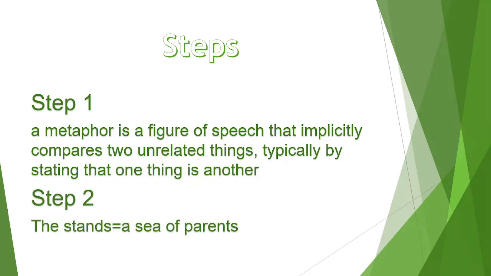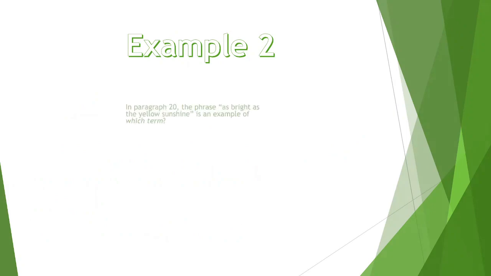Your second step is to use the definition to check against those 4 sentences. The only sentence that talks about 2 things is sentence G: the stands are a sea of parents. So in this case, the stands is a sea of parents. The 2 unrelated things are the stands and a sea of parents. Let's look at example 2.